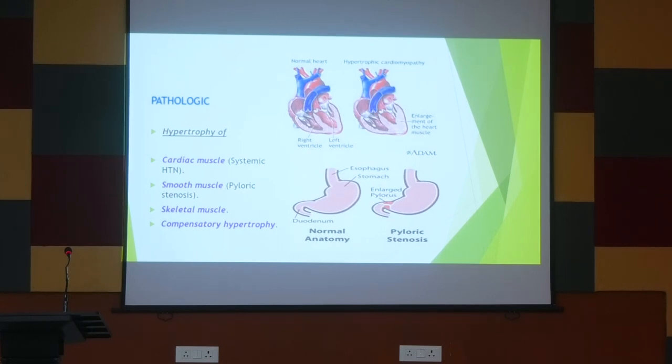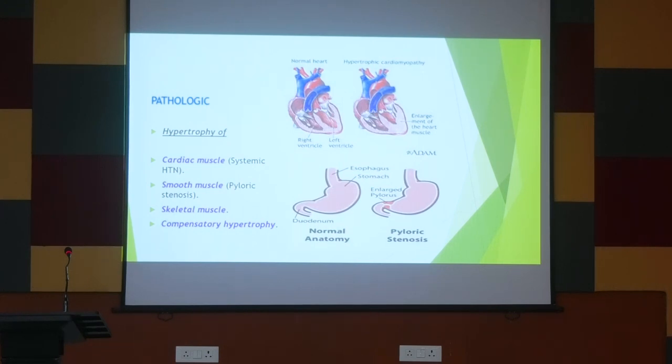Then comes smooth muscle hypertrophy in the stomach. Pyloric stenosis. Heard of pyloric stenosis? You know what pyloric stenosis is? There will be a normal outlet, and when the smooth muscles undergo hypertrophy, they form concentric layering, reducing the size of the outlet. So that is an example of smooth muscle hypertrophy in the stomach.